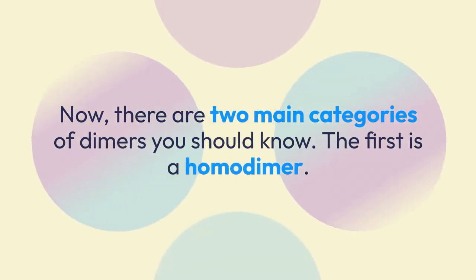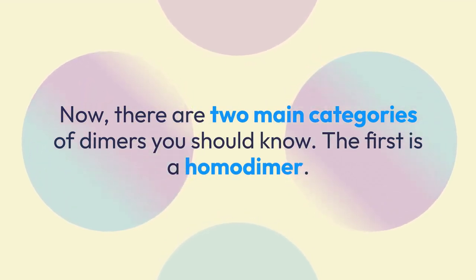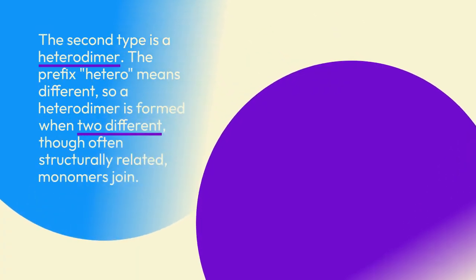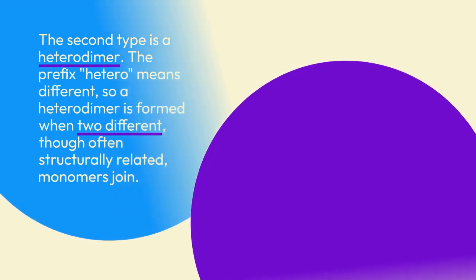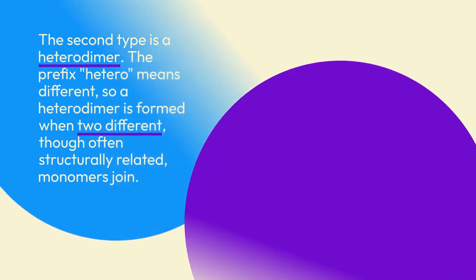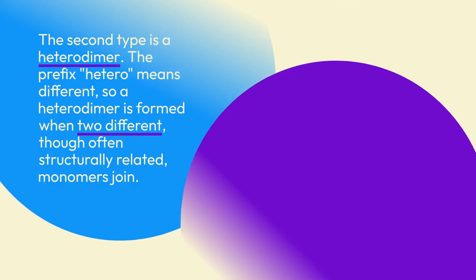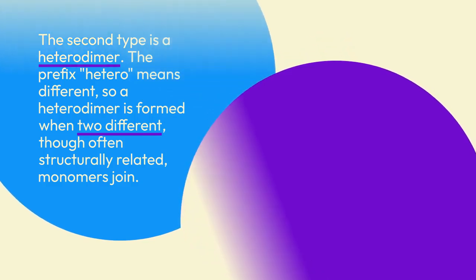Now, there are two main categories of dimers you should know. The first is a homodimer. As the prefix homo suggests, meaning same, a homodimer is formed when two identical monomers bind together. The second type is a heterodimer. The prefix hetero means different, so a heterodimer is formed when two different, though often structurally related, monomers join.